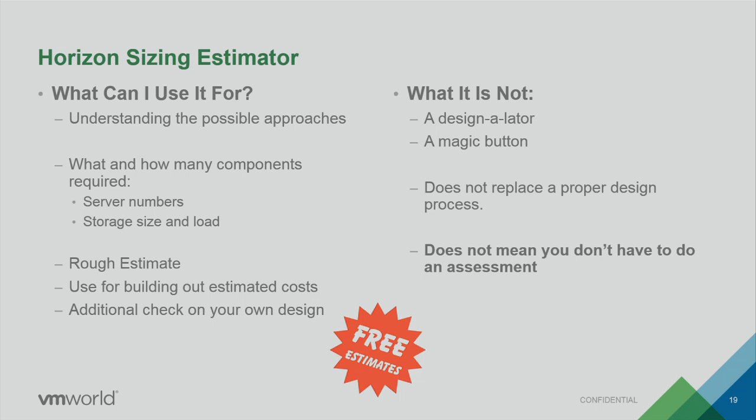It's only as good as the numbers you put in. So if you choose a different consolidation ratio, or if you put in the wrong hardware spec, or if you put in the wrong resource consumption from your users, then the figures you get out are going to be only as good as the figures you put in. So one of the reasons we called it an estimator.